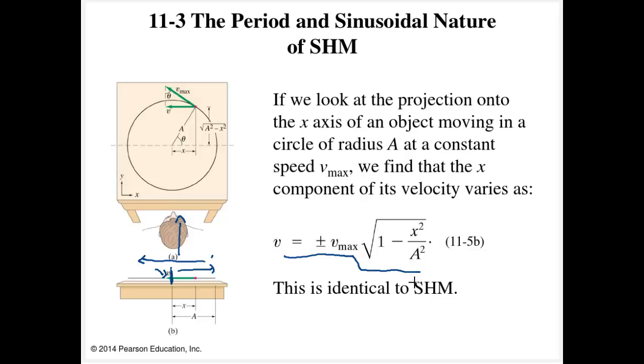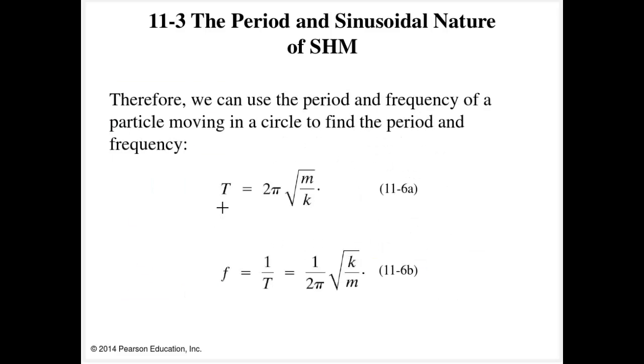The book goes ahead and shows you how we can use this to figure out how the period and frequency are related to the spring constant and the mass. I'll let you read it on your own. In short, it turns out we can write the period as 2 pi times the square root of the mass divided by the spring constant.